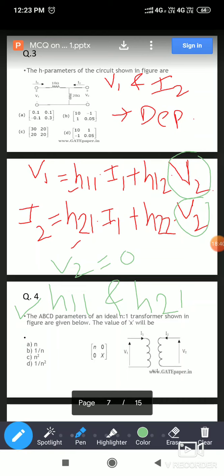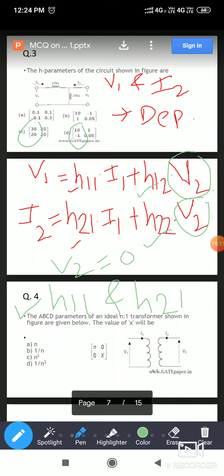There is no need to calculate H12 and H22. If you observe the options, here it is 0.1 and minus 0.1, here 10 and 1, and next 30 and 20, and here 10 and minus 1, so everywhere the options are different. If you find H11 and H21, it is sufficient to get the answer. Now we'll start to solve this problem.